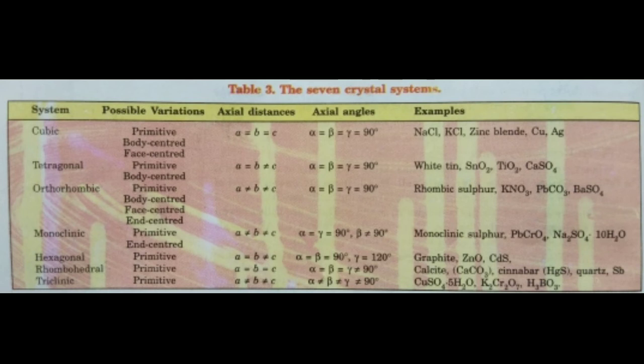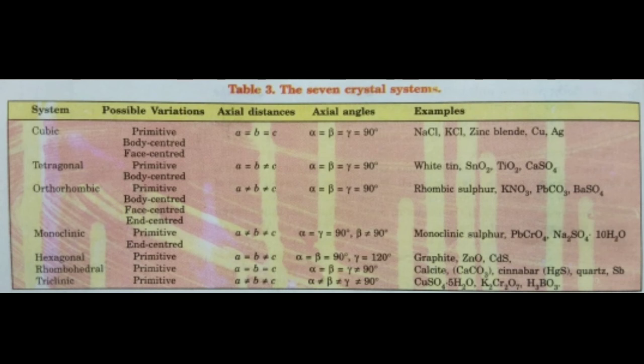Next one, hexagonal. There is only one possible variation, that is primitive. Rhombohedral, also only one possible variation, that is primitive. And the last one, which is the triclinic. This one also has only one possible variation, that is primitive. Let us also look at some examples for the following 7 crystal systems.